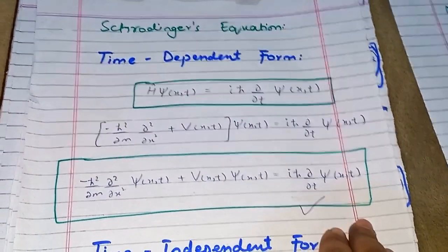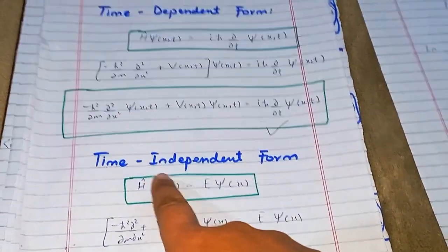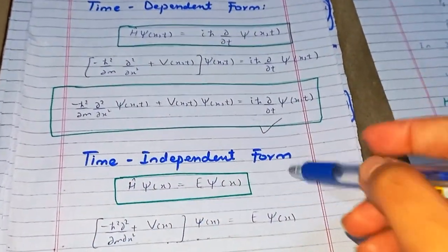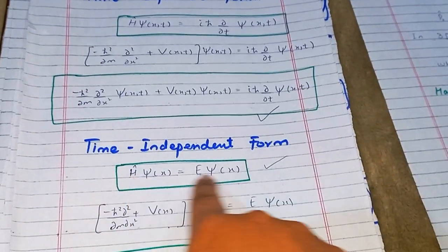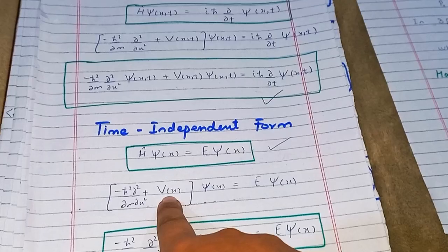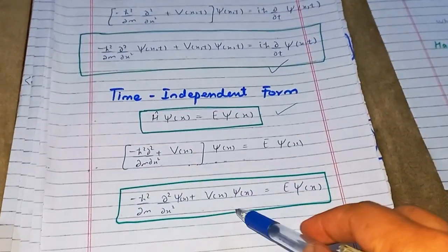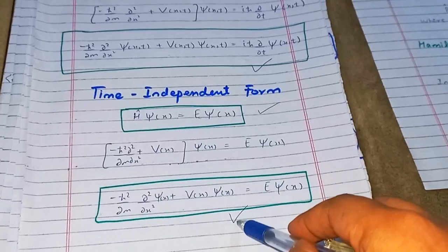You should know it because it's the basic one, and using some assumption we can derive the time independent form, and we derived it. You saw that we got this form, and in h we have the potential energy term that is independent of time. There is no time involved in the whole equation. So this is the time independent form.